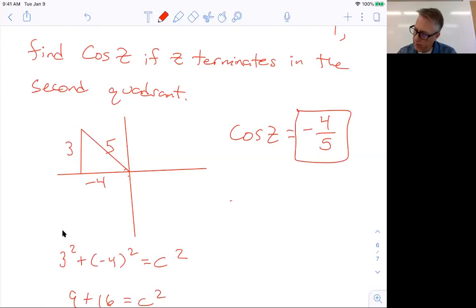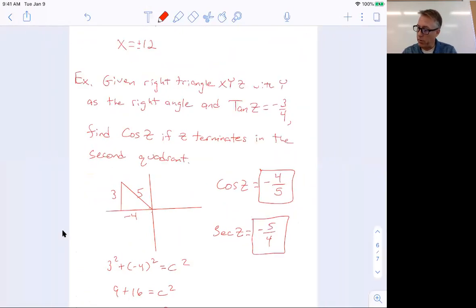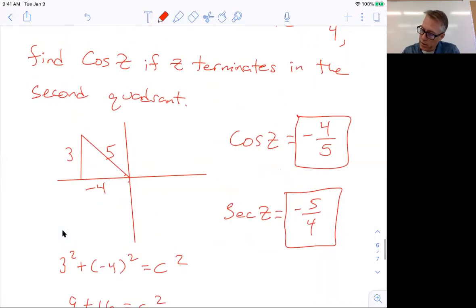If we wanted to find the secant of z, well, remember the secant is the cosine flipped over. So to find the secant of z, I just take the cosine and flip it over. That would be -5/4. So I could really find any of those trig functions. I could find the tangent, I guess it gave us the tangent. If I wanted to find the sine, it would be opposite over hypotenuse. The sine would be 3/5. Okay, because we're always working from that center angle.